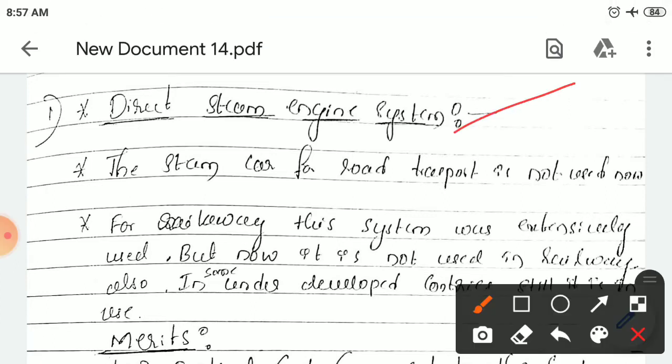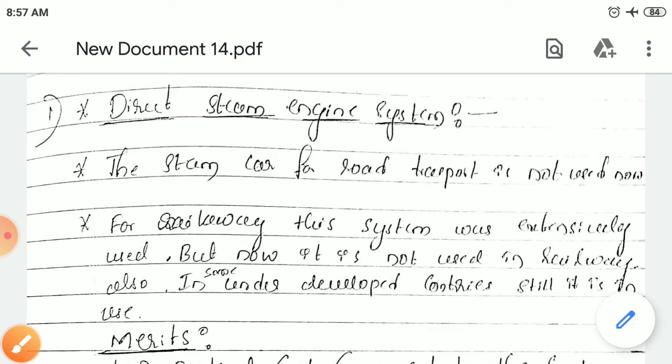So the first one is the direct steam engine system. The steam car for road transport is not used now. In earlier days there were steam cars, which used to carry charcoal to burn, then heat the water. Then the steam generated from that water is used to run the steam turbines. That's the earlier case. Steam cars for road transport are not used now, but it started in the earlier days. But for railways this system was extensively used.